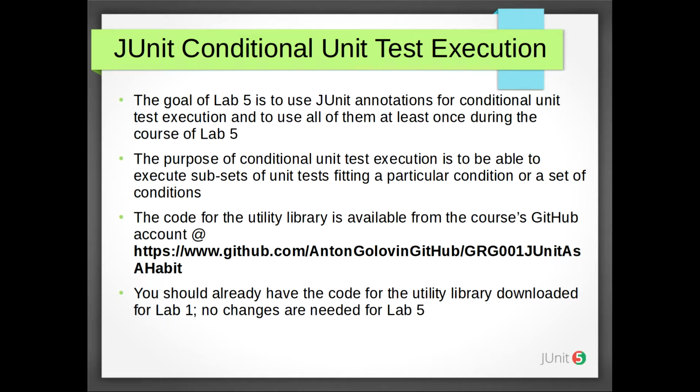The code for the utility library is available from the course's GitHub account at https://www.github.com/entangolov/GRG-001 JUnit as a habit. You should already have the code for the utility library downloaded for Lab 1. No changes are needed for Lab 5.